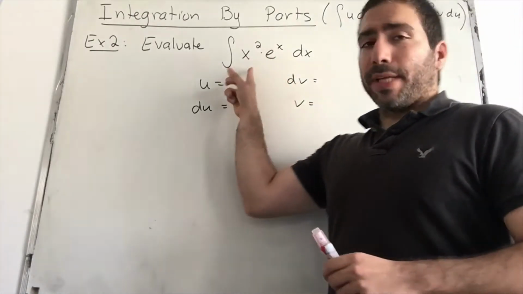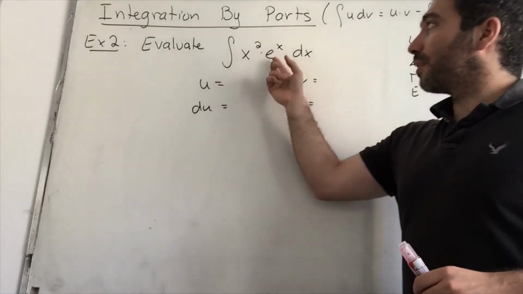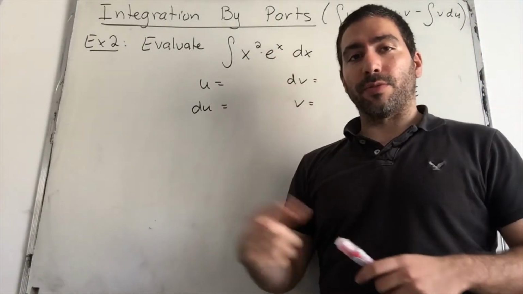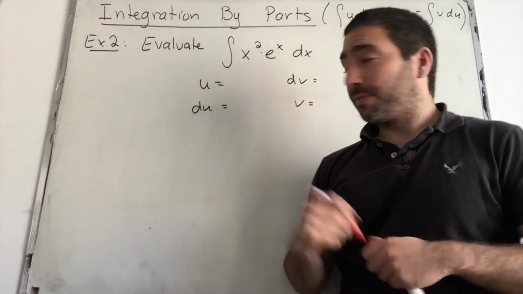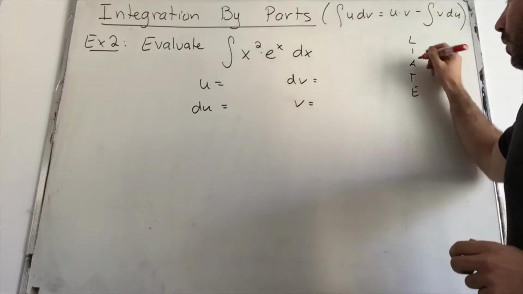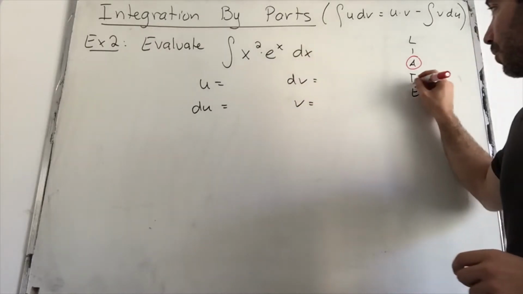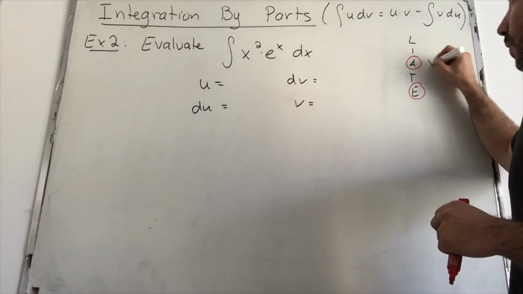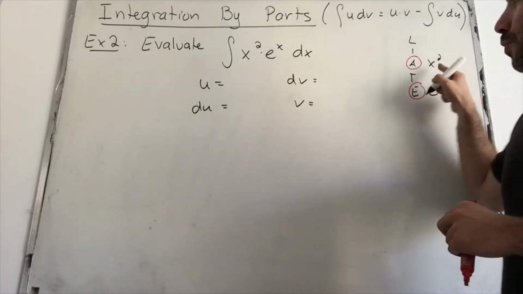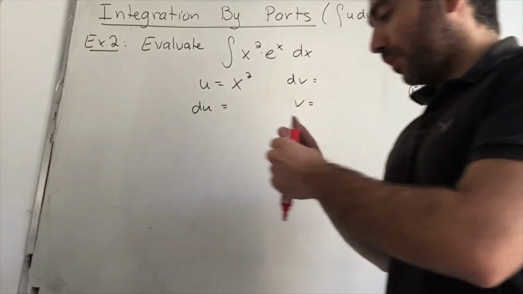First of all, we have a multiplication of two different types of functions. We're dealing with a polynomial function, x squared, times e to the x, which is an exponential function. x squared is a polynomial, or what we call an algebraic function, so we're dealing with A, and e to the x is exponential, so we're dealing with E. Since A lies above E, for x squared and e to the x, that means we have to let our u equal the x squared. Okay.